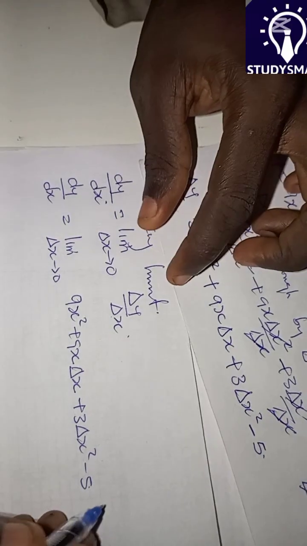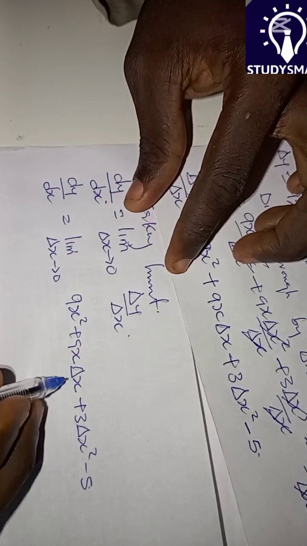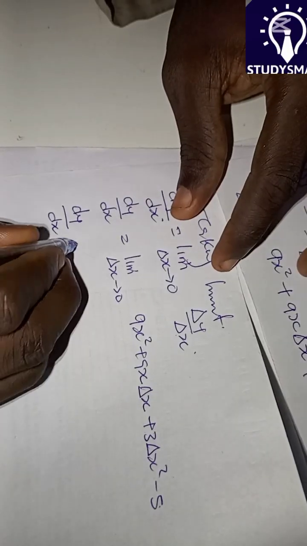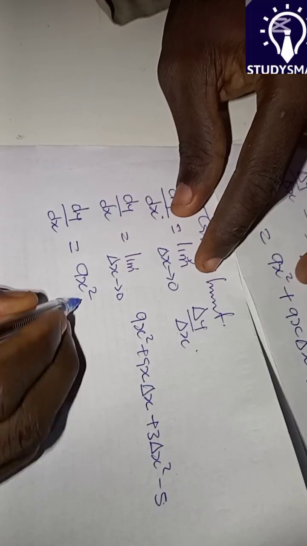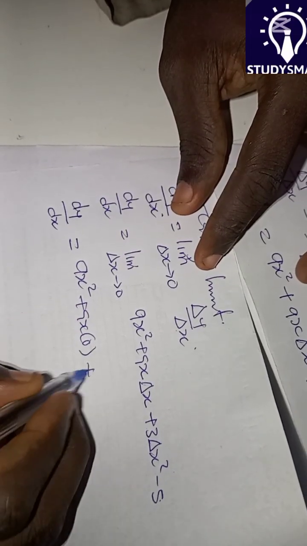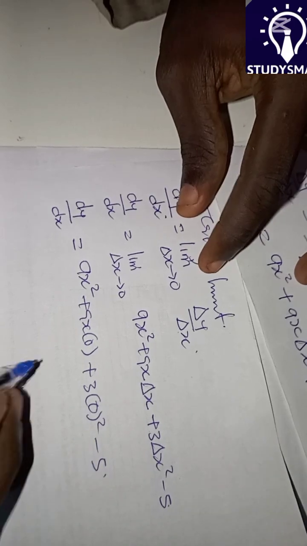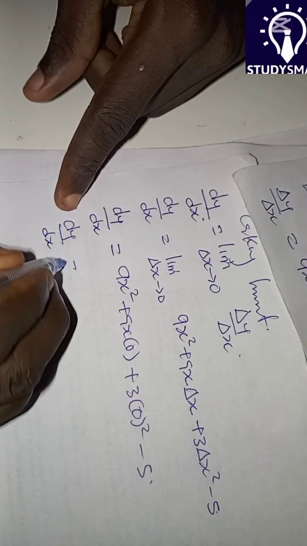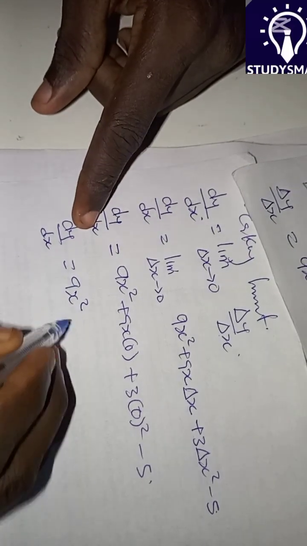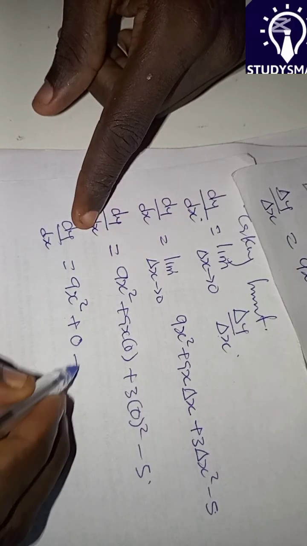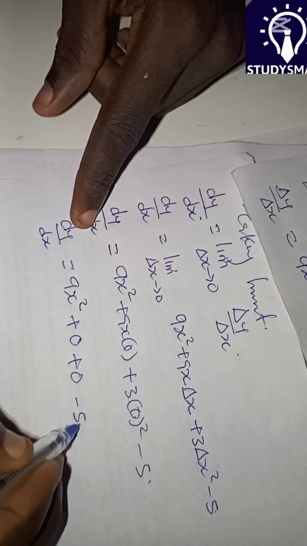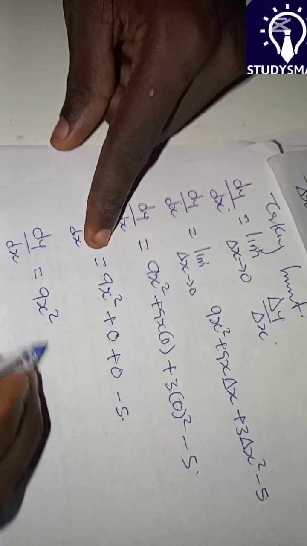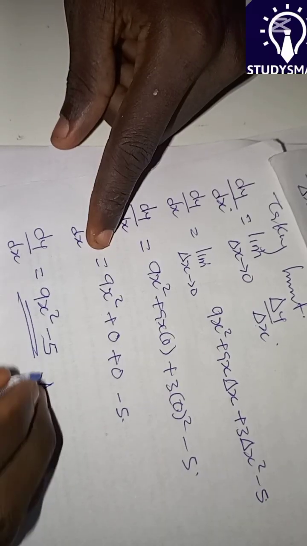So when I substitute delta x equal to 0 here, I'll have dy over dx equal to 9x squared plus 9x into 0 plus 3 into 0 squared minus 5, which will give me dy over dx equal to 9x squared plus this will be 0, plus this 0, I have minus 5. So dy over dx from first principles is giving me 9x squared minus 5, which becomes the answer.